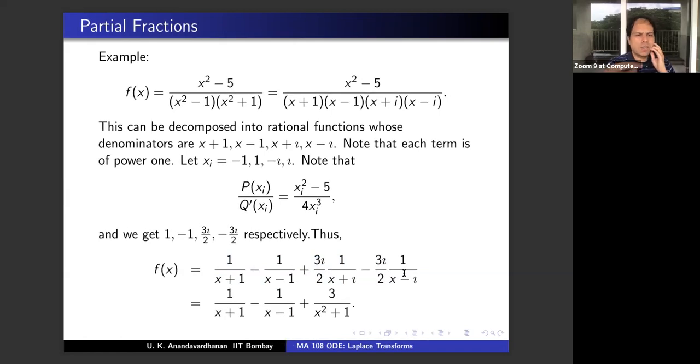This has nothing to do with our course. Just recalling some partial fraction techniques from your plus 2. Okay, there are two methods. You can be comfortable with both methods. I don't know which method will be easier in which context.